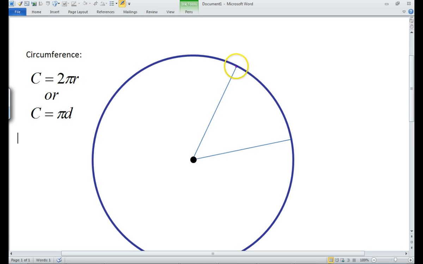Okay, the arc length is just part of the length of a circle. It's basically what you would have if you took a piece of string and laid it along the circle. So think of it as a length. It would be in inches or centimeters, just like a piece of string. So this red illustrates the arc length.